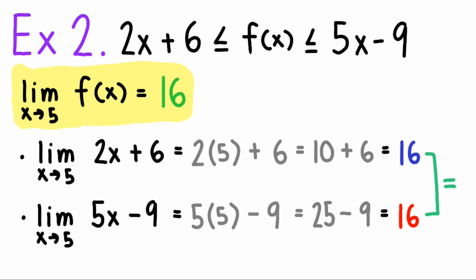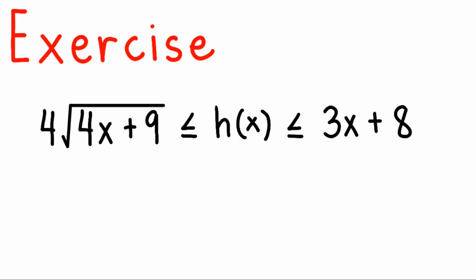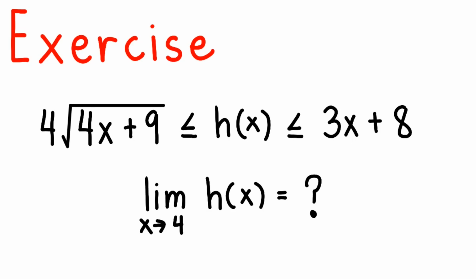And for now, as an exercise, you may try to work on this one. Suppose that h of x is in between 4 square root of 4x plus 9 and 3x plus 8. Our goal is to find the limit of h of x as x approaches 4. So the idea here is similar to our first two examples.